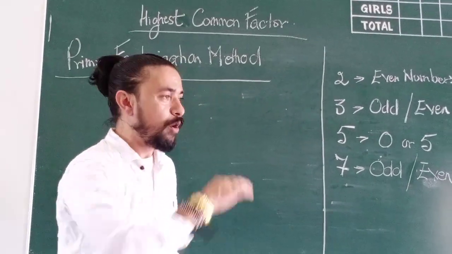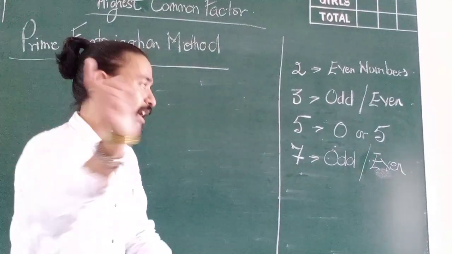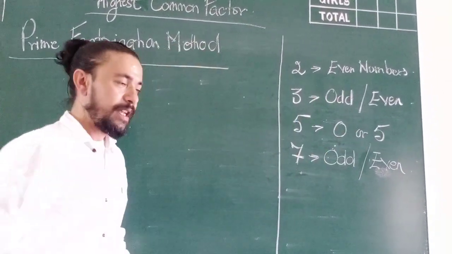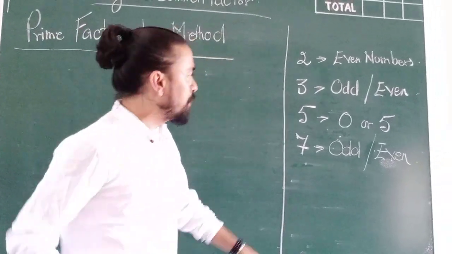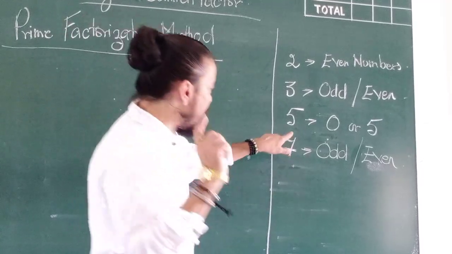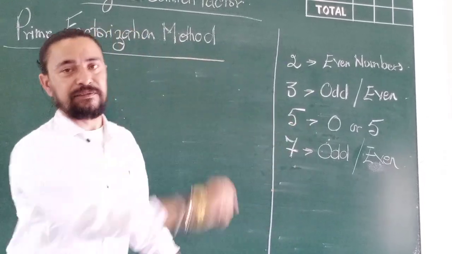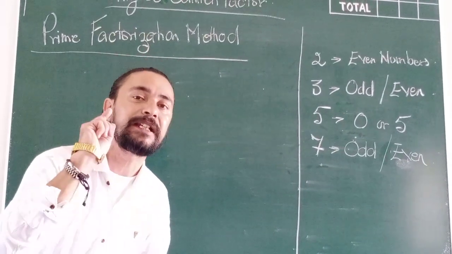can be divisible. All even numbers by 2. They can also be divisible by 3. If they are ending with 0, they will be divisible by 5. And they can also be divisible by 7. But odd numbers can be divisible by 3. They can be divisible by 5 if they are ending with 5. And they can also be divisible by 7. But they will not be divisible by 2.